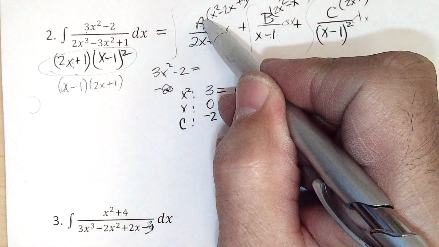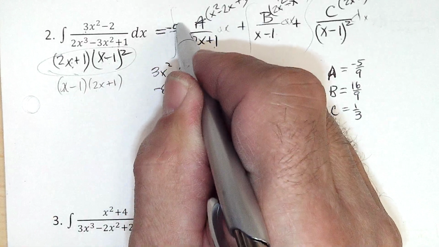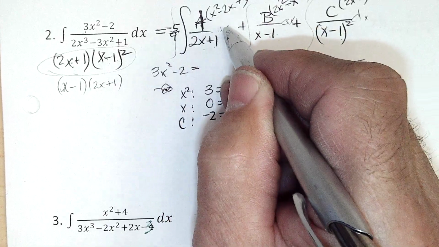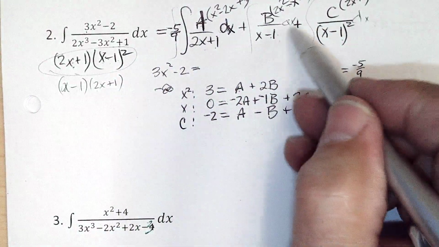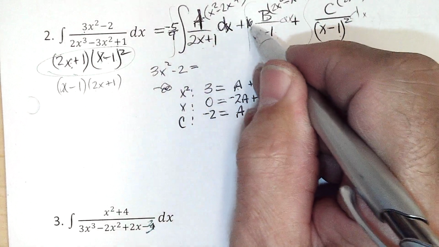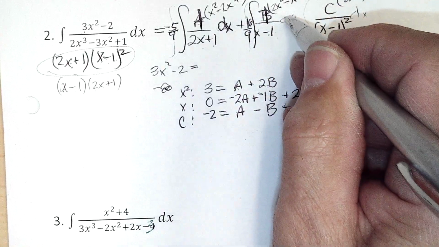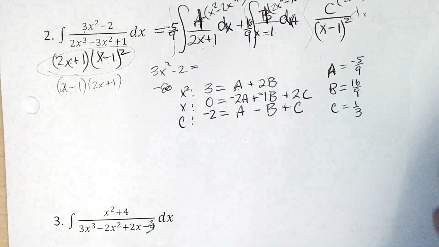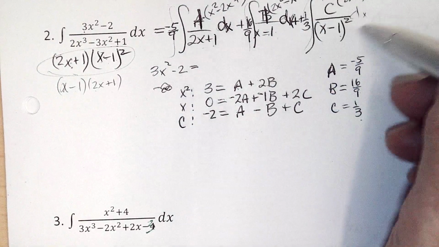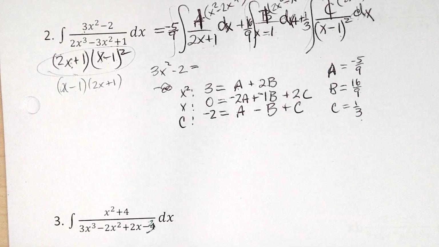So this A can be pulled out, and it's -5/9 of the integral of 1 over this dx. The B is 16/9 antiderivative of 1 over that dx. And the C is 1/3 integral of 1 over that dx.